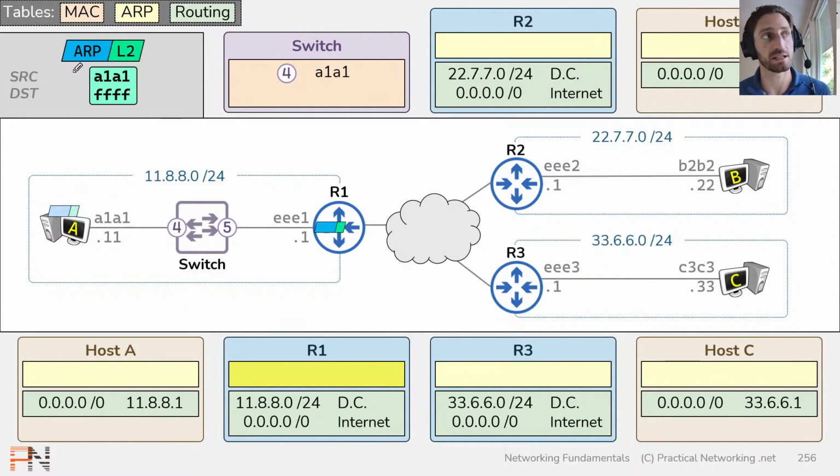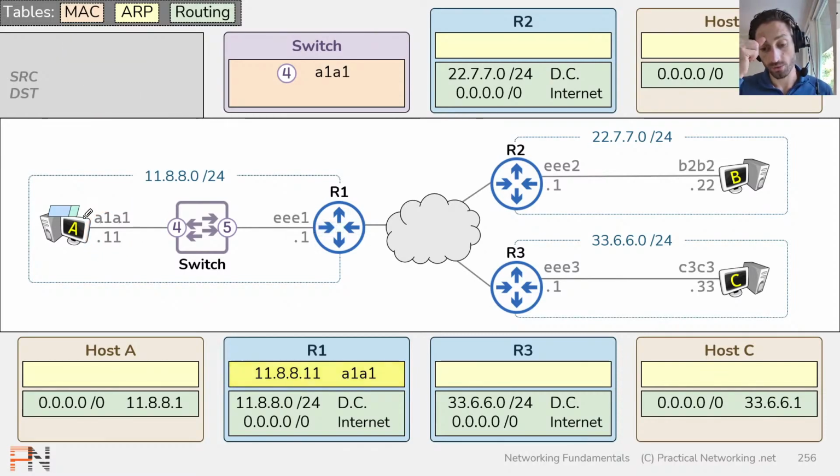Recall back in the hosts lesson, we talked about how ARP works, and included inside the ARP payload is not only the question that we're asking, but also the MAC address to IP address mapping of the sender, which means inside here is the IP address and MAC address of host A. So router 1, upon receiving that, will learn the ARP mapping for host A. It's going to record in router 1's ARP table that the IP address 11.8.8.11 maps to the MAC address A1A1.